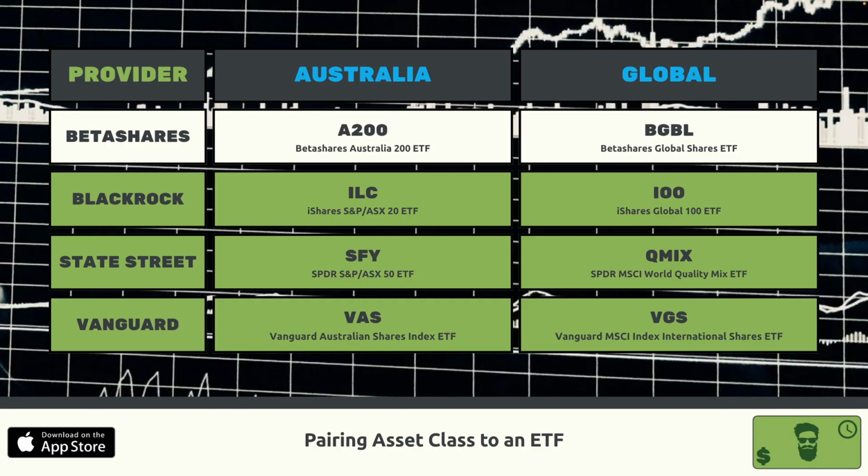the world. SFY and QMix from State Street is going to help you invest in the ASX 50 and the MSCI World Quality Mix. And Vanguard invests in the total Australian market with VAS, and VGS spreads your money all around the world. The main reason why I chose to compare these products is there's a lot of history.